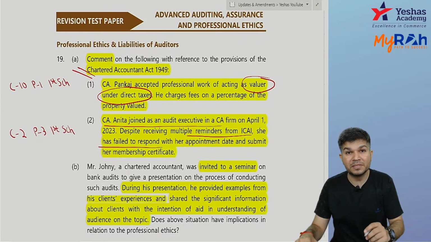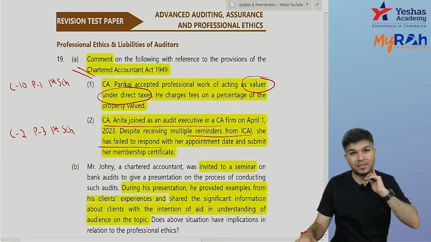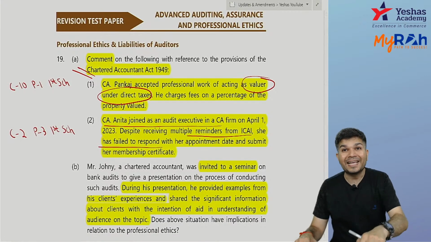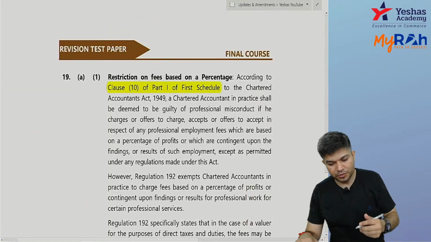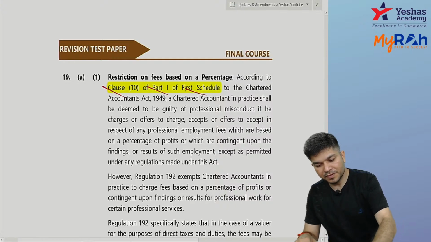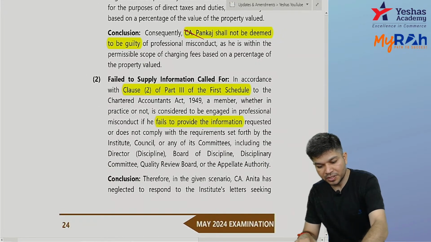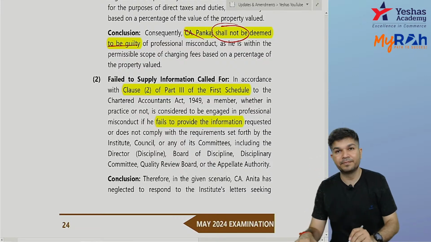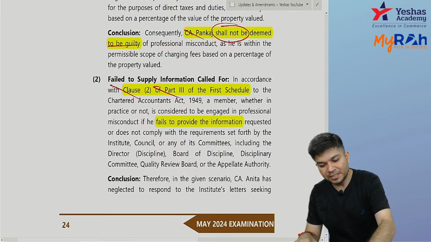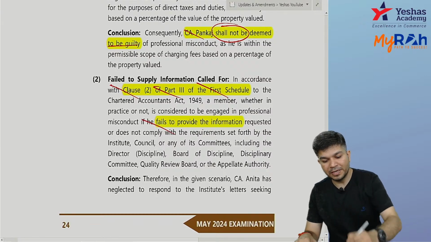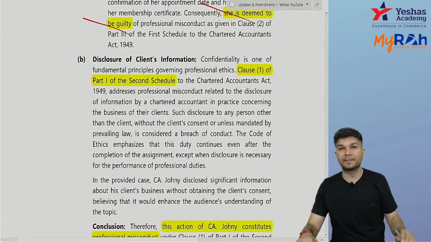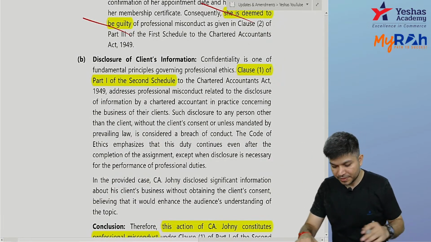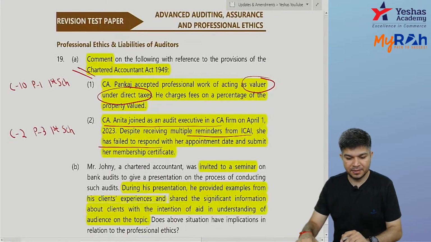So the first one, Mr. Pankaj is not guilty, it falls under the exception permitted by the Council. In the second one, Anita will be guilty. Checking the solution: here clause 10, part 1, first schedule, Pankaj shall not be deemed to be guilty. This is clause 2, part 3, first schedule. She failed to provide information, so she is deemed to be guilty.